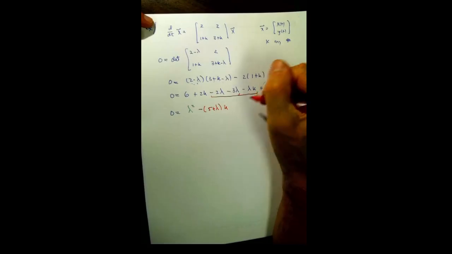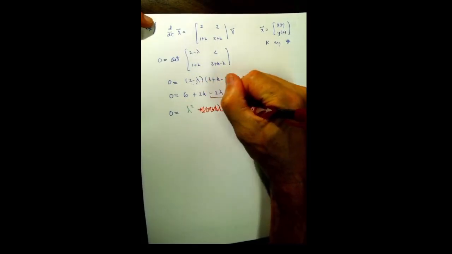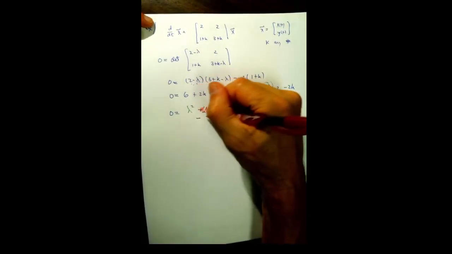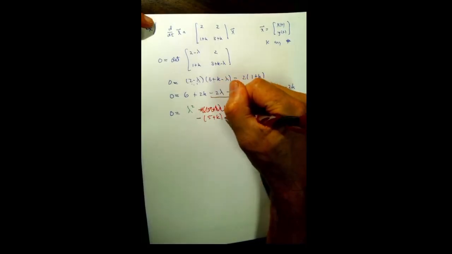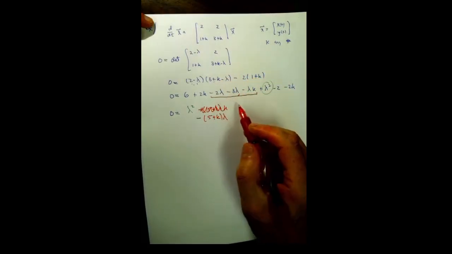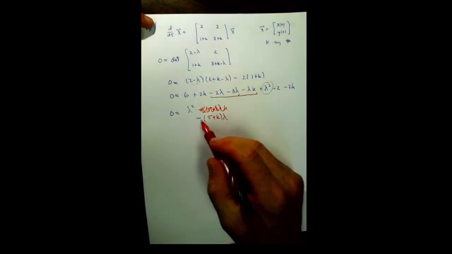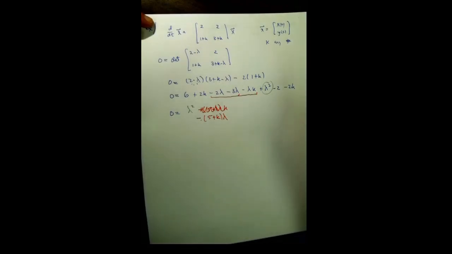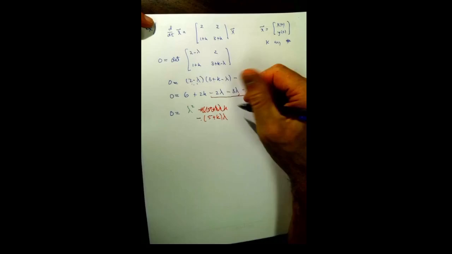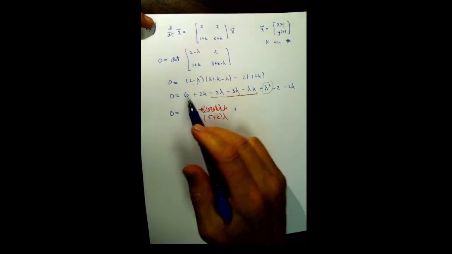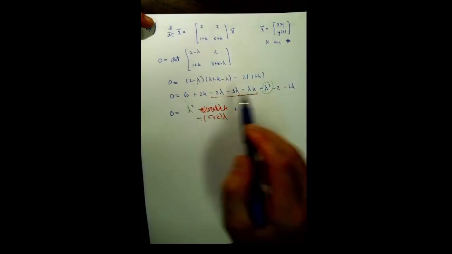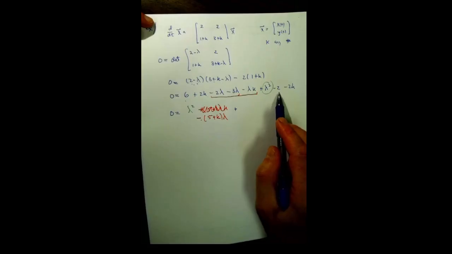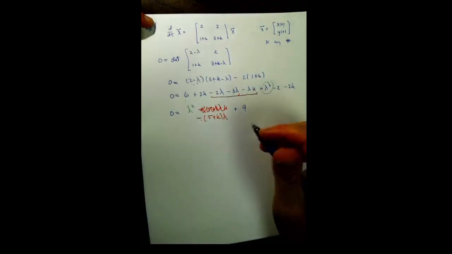Sorry, that's not right. This is going to be minus (5 plus k) lambda, right? Because that's going to be minus 5 lambda, and that's going to be a lambda k, and I factor out the minus. That was harder than it needed to be. Then I'm going to have 6 plus 2k. So 6 minus 2 is 4, plus 2k minus 2k is 0.